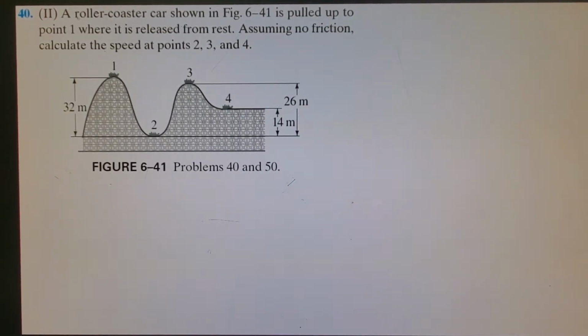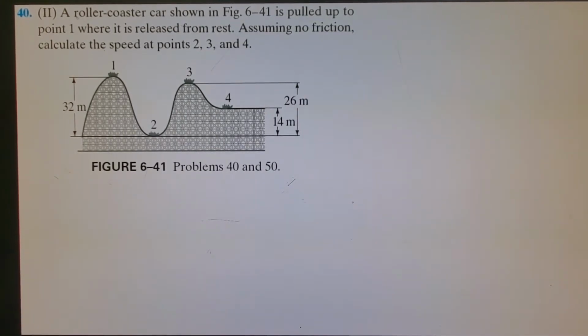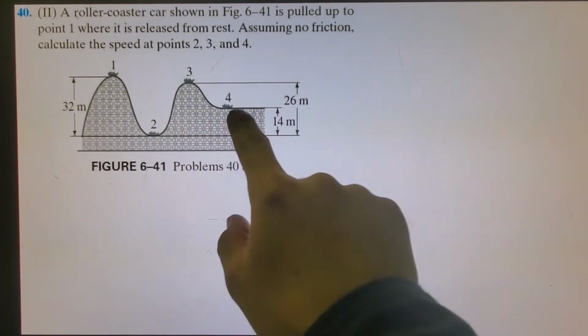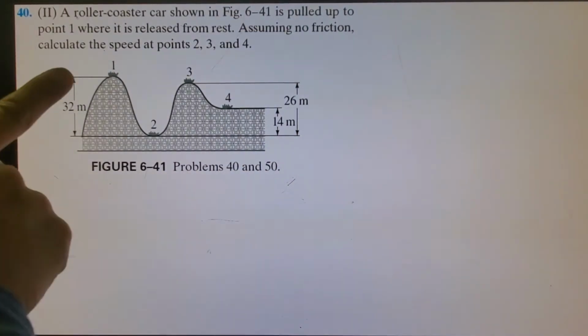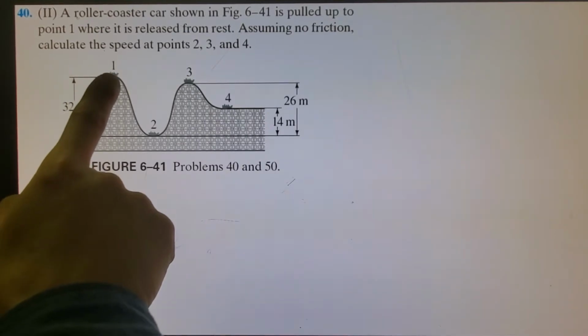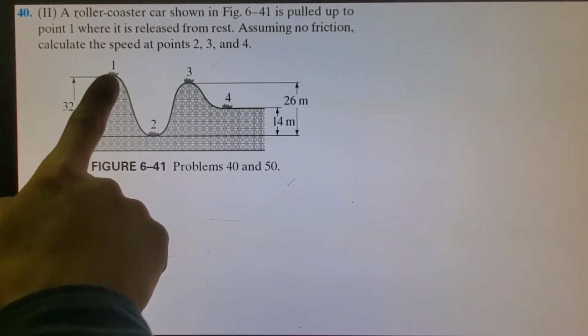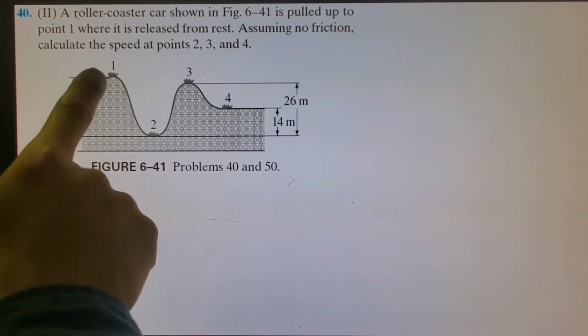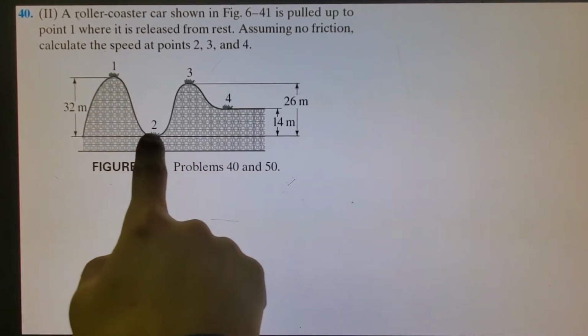A roller coaster car shown in the figure is pulled up to point 1 where it is released from rest. Assuming there's no friction, calculate the speed at points 2, 3, and 4. So the roller coaster car is pulled over here. It's not moving, so kinetic energy is 0. When you release it, it goes faster and faster.